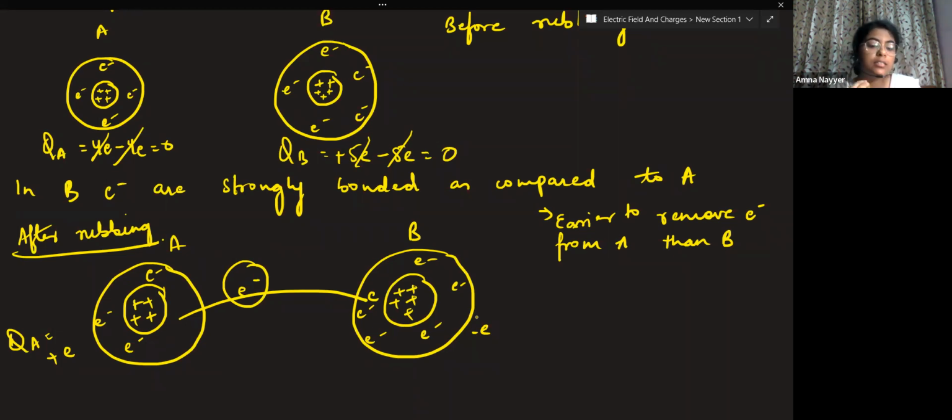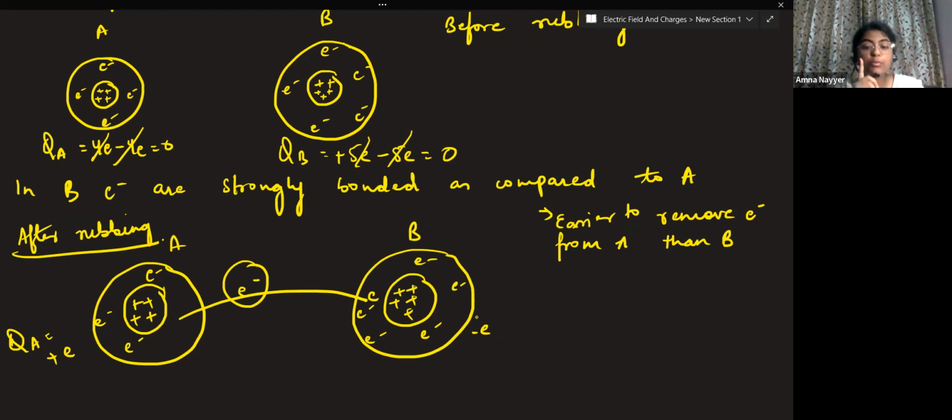And how this is determined is by whether the charges are bound strongly or weakly. So I had taken the condition that electrons in B are strongly bonded. That's why, since they were strongly bonded, they didn't transfer. Electrons were transferred from A. This is the whole phenomenon of charging by friction ultimately.